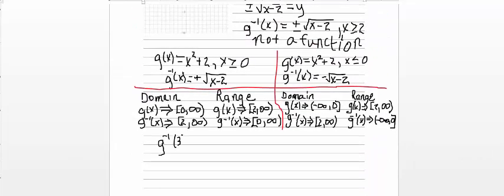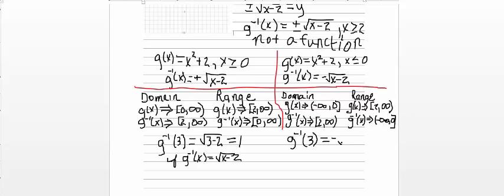So that means when I go to do this last part, g inverse of 3 is the square root of 3 minus 2, which is 1, if g inverse is square root of x minus 2. g inverse of 3 is negative 1 if g inverse is negative square root of x minus 2.